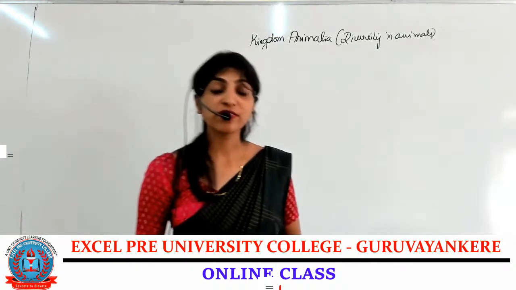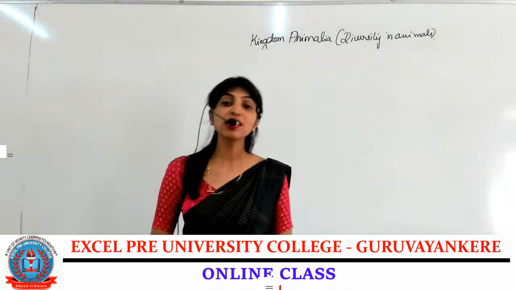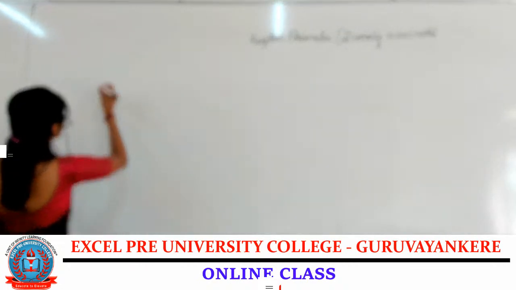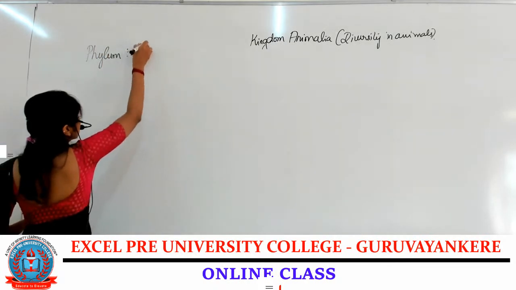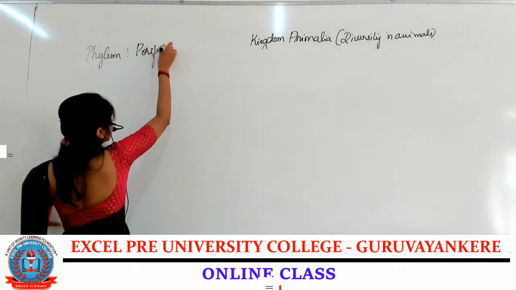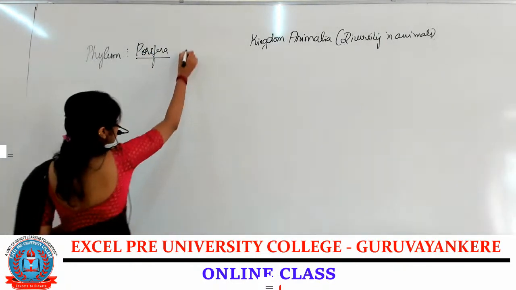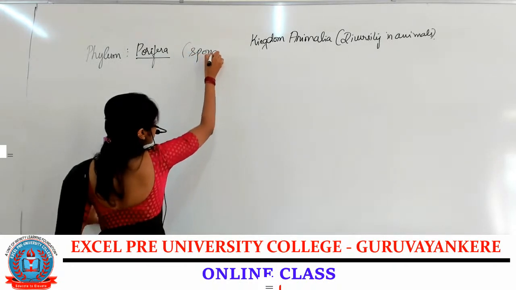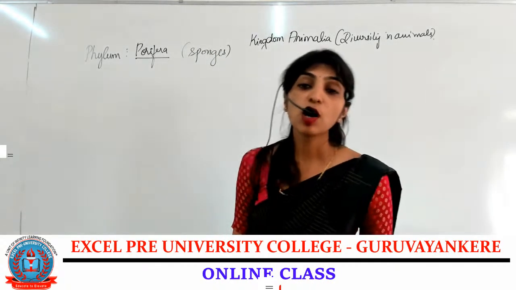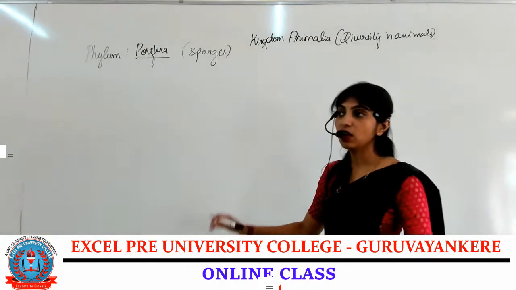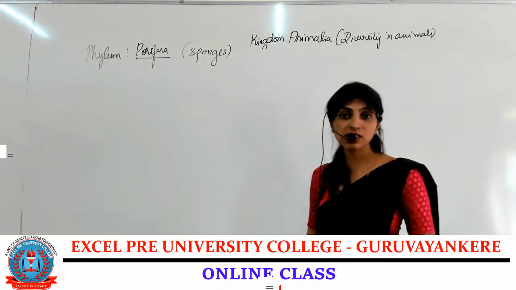Under kingdom Animalia, there are different phyla. We are coming to the first one, phylum Porifera. These poriferans are generally called sponges. Instead of poriferans, we can call them sponges as well.